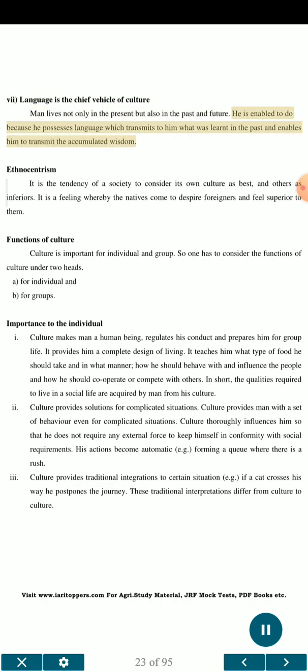He is enabled to do so because he possesses language, which transmits to him what was learnt in the past and enables him to transmit the accumulated wisdom. Ethnocentrism: it is the tendency of a society to consider its own culture as best and others as inferior. It is a feeling whereby the natives come to despise foreigners and feel superior to them.